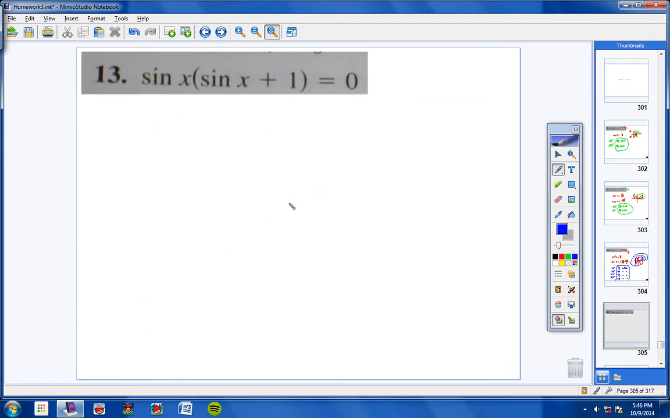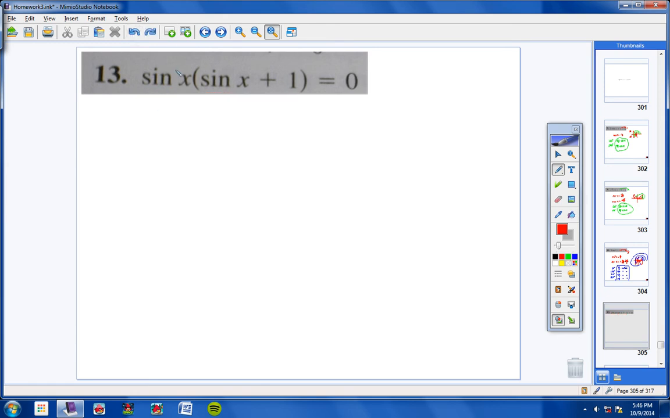Okay, now notice on 13, it's already factored for us. It would be very similar, students, to in Algebra 2, having a problem where you had x, and then x plus 1 already set equal to 0. Well, you would take x, set it equal to 0. You would take this group here and set it equal to 0. Okay, so the same thing here applies. We have a group times a group set equal to 0.